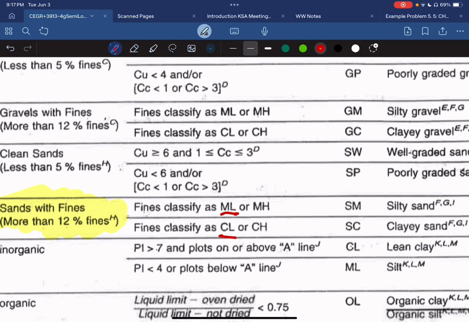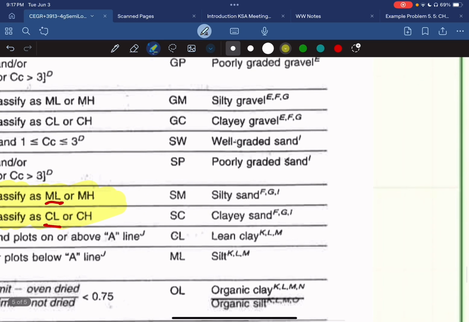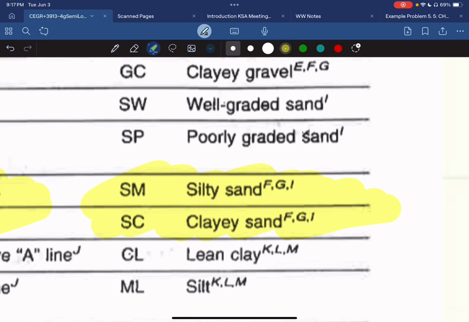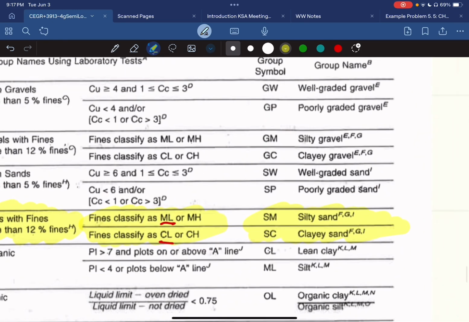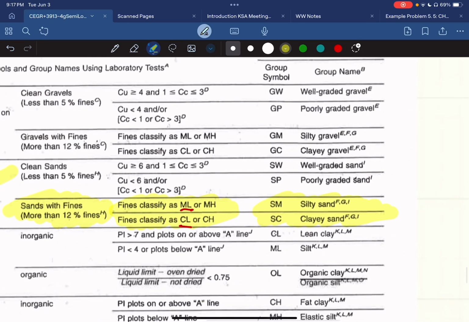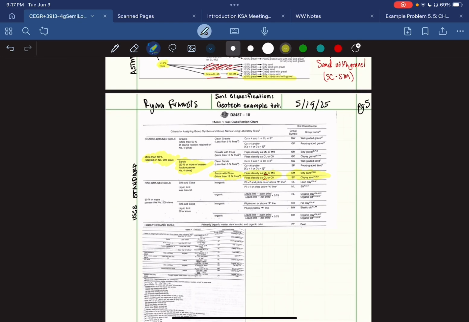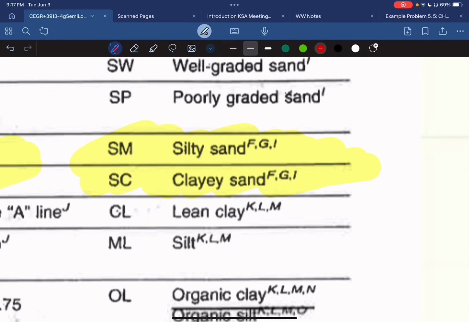So what are you going to do? If that happens, usually it's just one, but in my case, we're going to select both. And I'll show you how that plays out in a sec. So that's going to be SM, SC with silty sand and clayey sand with a little superscript that shows F, G, and I. In a way you can also check to see that this is right is that the SM and the SC, the group symbol, shows up again. So we're going to have that in our final naming. But before we do that, we're going to check these F, G, and I on both of them.